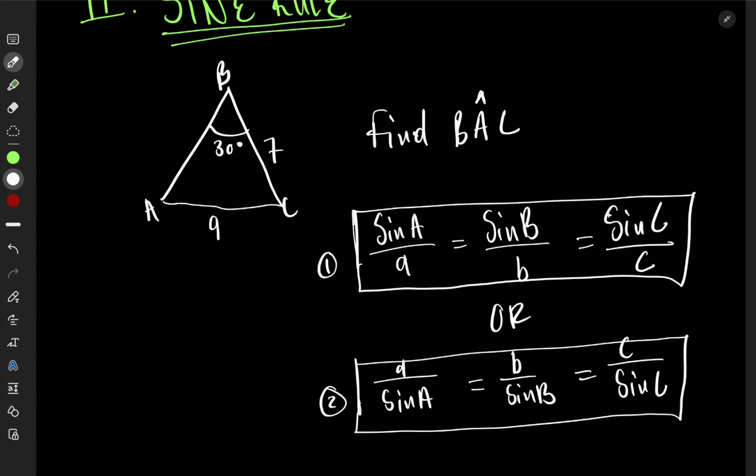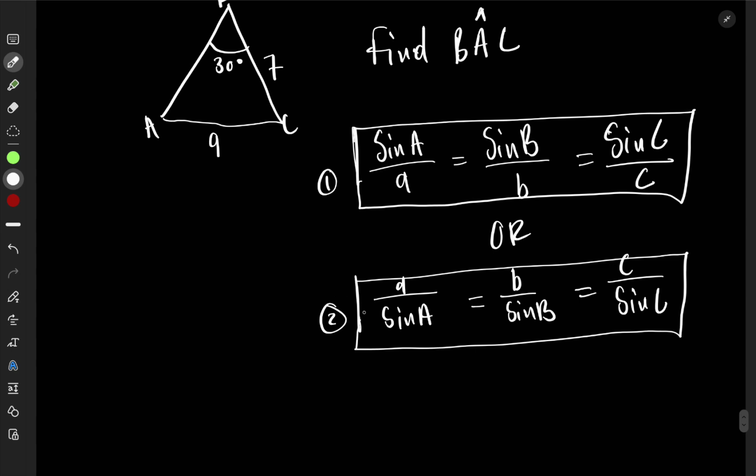Now, when do we use 1? We use way 1. Remember that capital is for a vertex, which is where your angle will be. We use it when we are looking for an angle. And the second one, we use it when we're looking for a side. So when we're looking for a side, we use the one in which the sides are on top. When we're looking for an angle, we use the one in which the angles are at the top. Easy, right? Very easy.